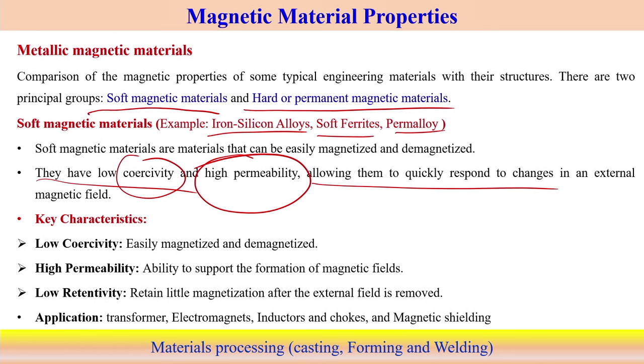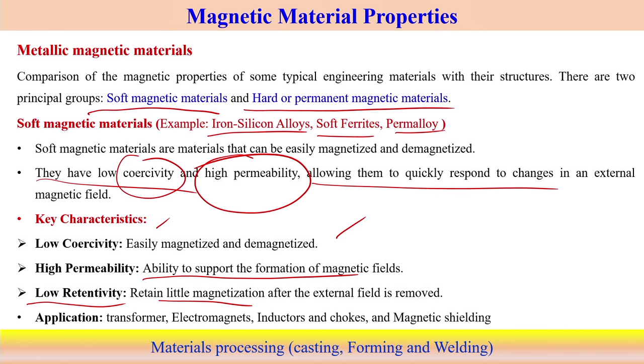The key characteristics of soft magnetic materials are low coercivity, which means we can easily magnetize and easily demagnetize. High permeability means the ability to support the formation of the magnetic field. Low retentivity means it retains little magnetization even when the external magnetic field is removed; it can retain only a very small amount of magnetic field.